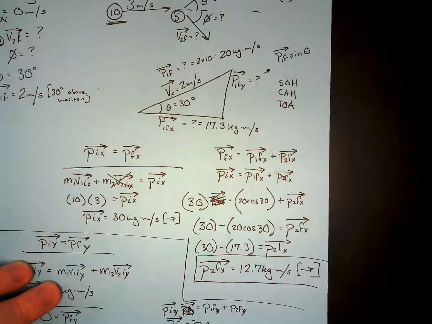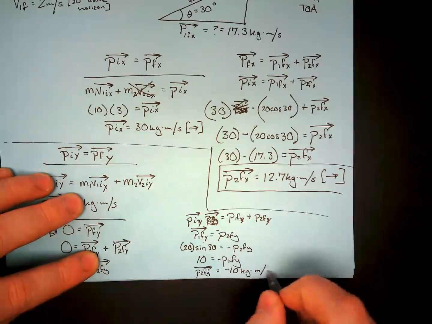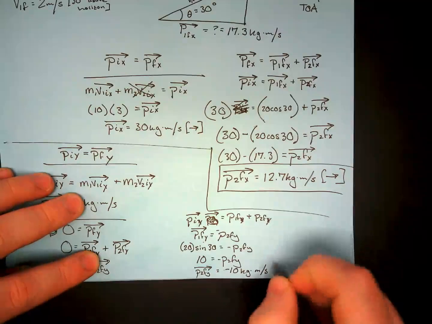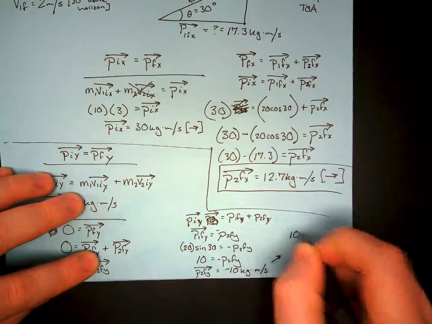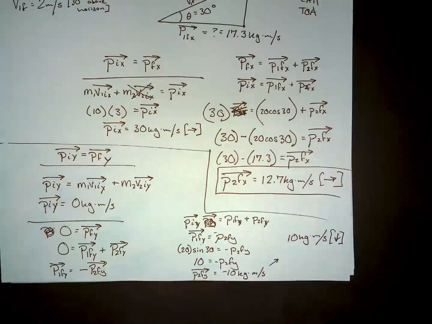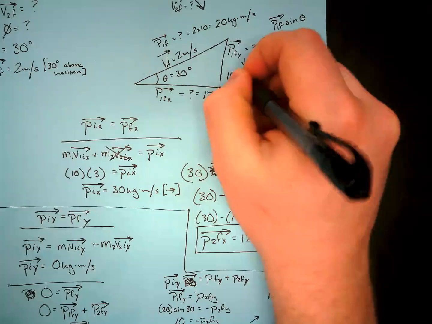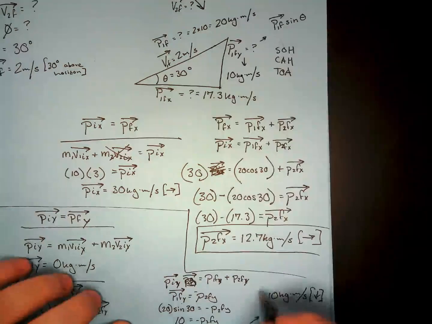I move that negative over, and my final momentum in the y direction for my second object is going to be negative 10 kilograms by meters per second. Oops, I'm now seeing that this isn't in the camera. Okay, more specifically, 10 kilograms by meters per second downwards. So now I've got this guy up here. This guy is 10 kilograms by meters per second.